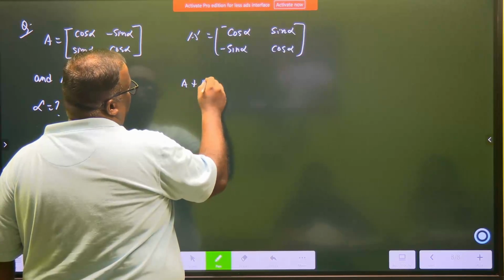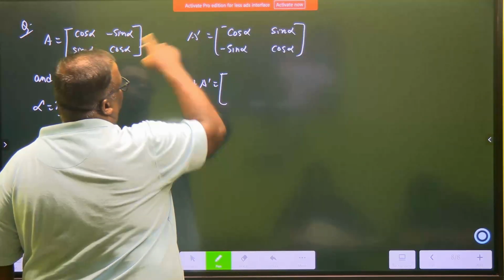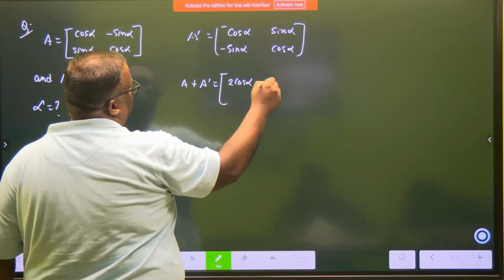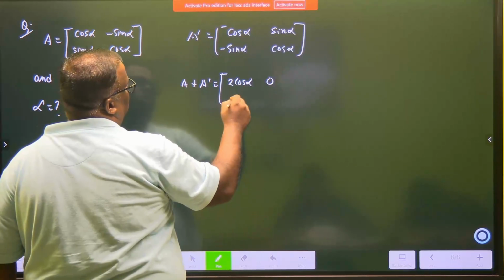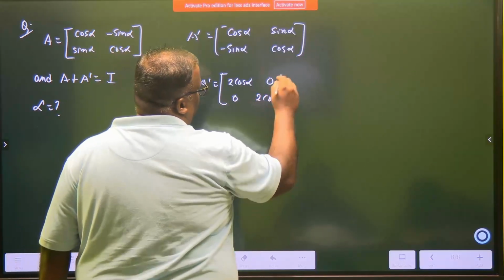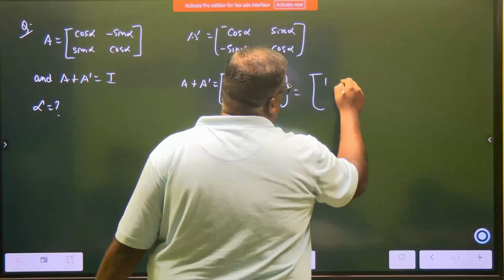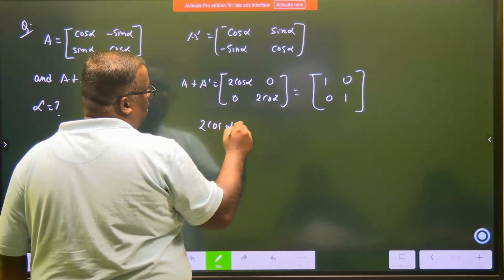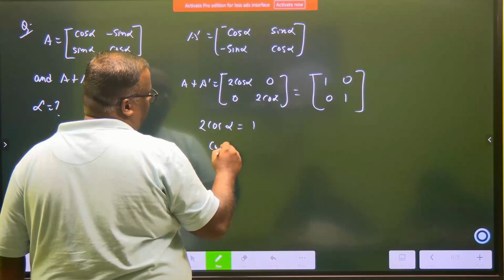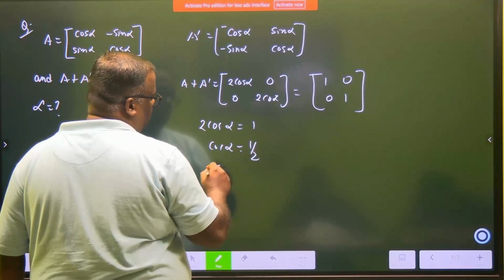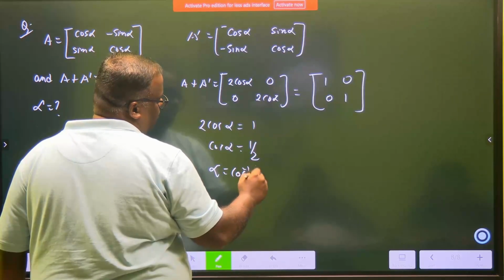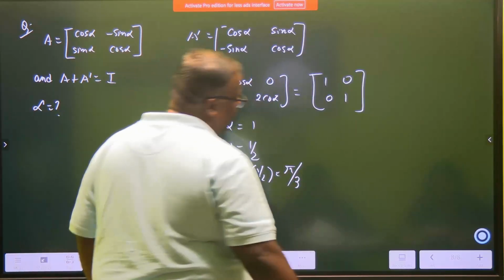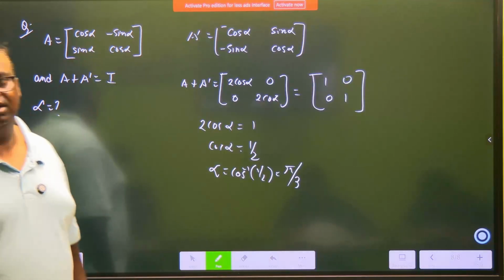Identity matrix means what? A plus A prime. So let's see what is A plus A prime. If you add these two, you get 2 cos alpha, right? You get a 0 out here, and then again a 0 out here. But since this is equal to the identity matrix, which is 1, 0, 0, 1, you can say 2 cos alpha is equal to 1. So cos alpha is equal to 1 by 2. That means alpha should be equal to cos inverse 1 by 2, which is pi by 3, which is 60 degrees.